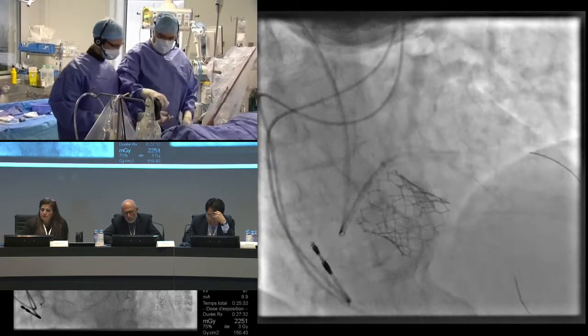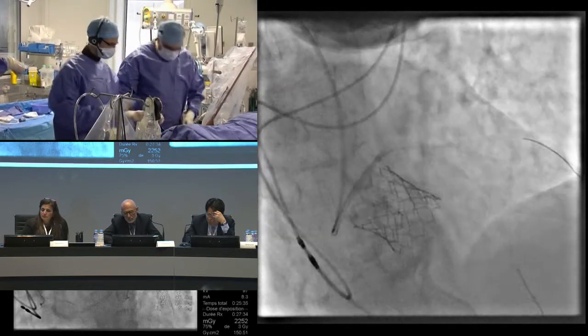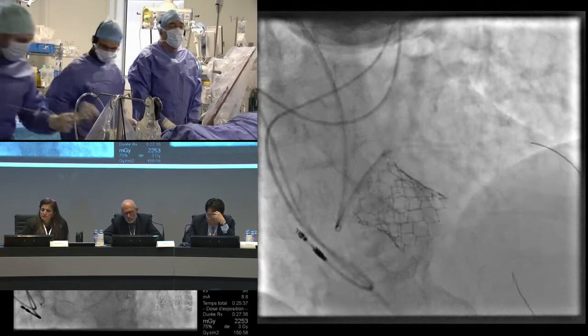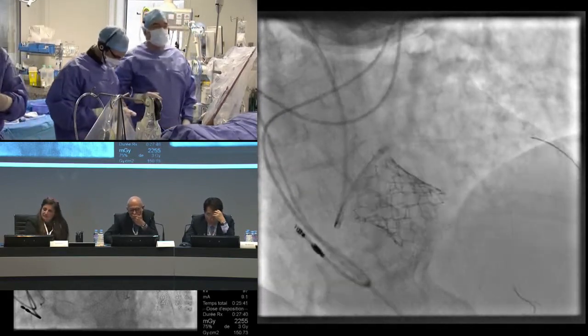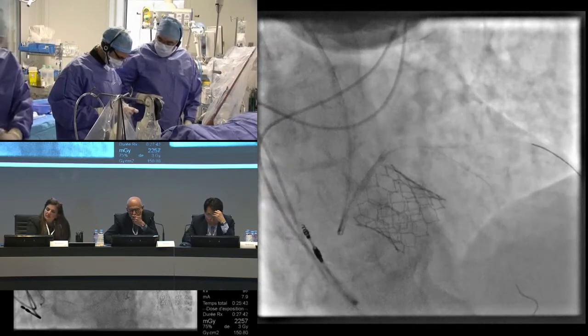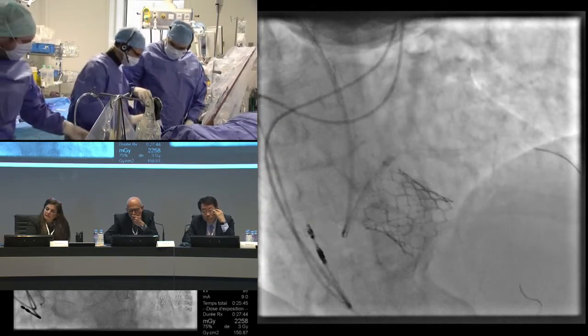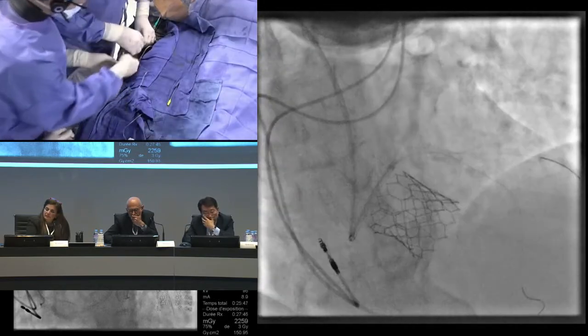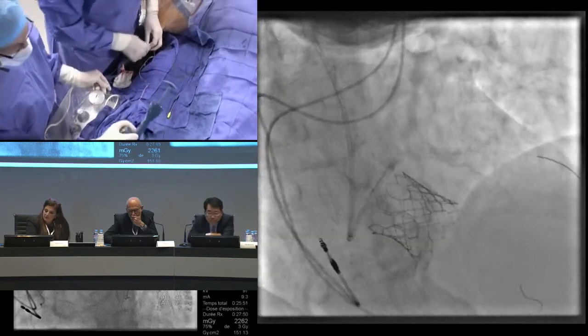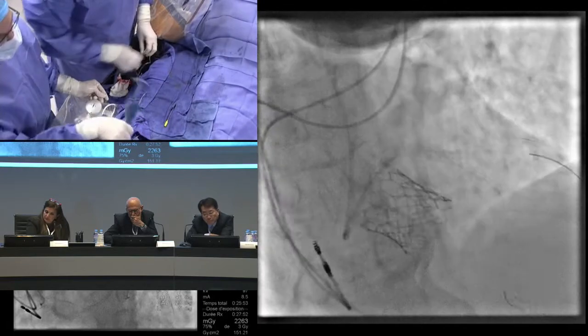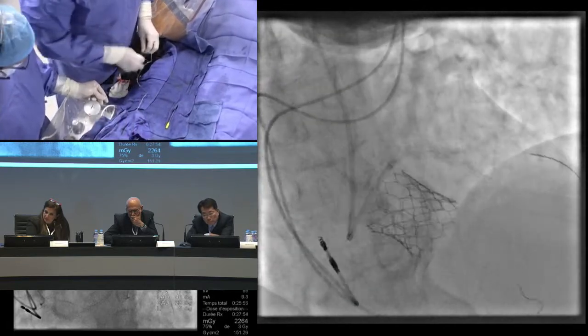LAD? That one is the IVR. Okay. So this is a 3.5 by 28 Xience. Give a 4.5 balloon. And we will optimize on the left main with a 4.5.